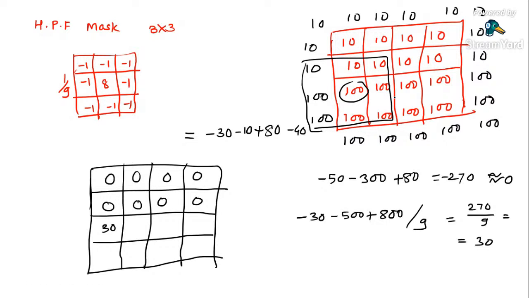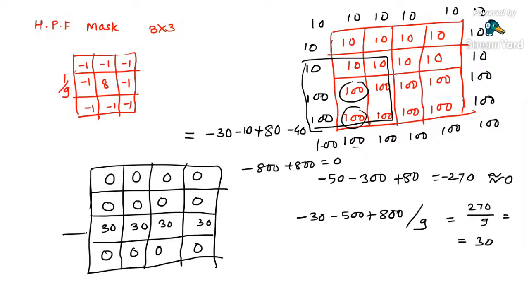Then again, if you perform the same, you will get 30, 30, 30, 30. And next one at this location. So 100, 100 are there. So it is nothing but 1, 2, 3, 4, 5, 6, 7, 8. Those are minus 800, and this is plus 800. So the answer is equal to 0. So it is 0, 0, 0, 0.